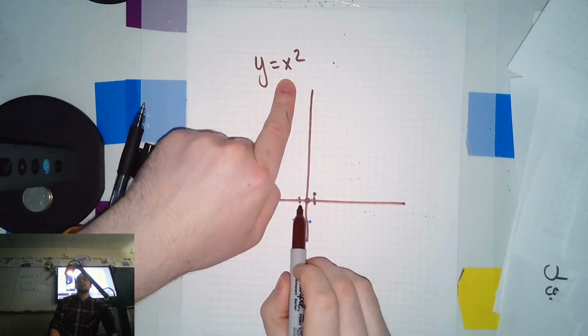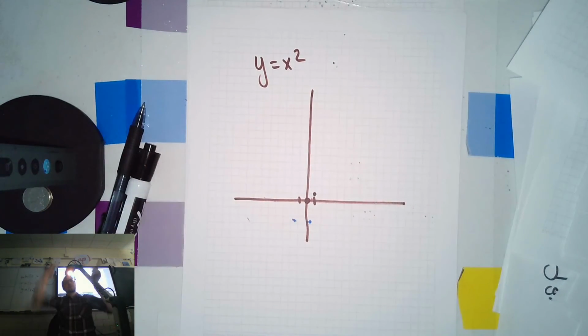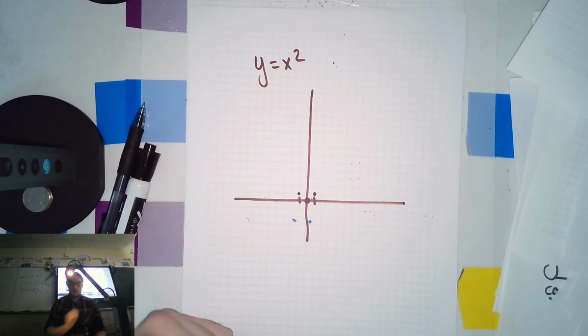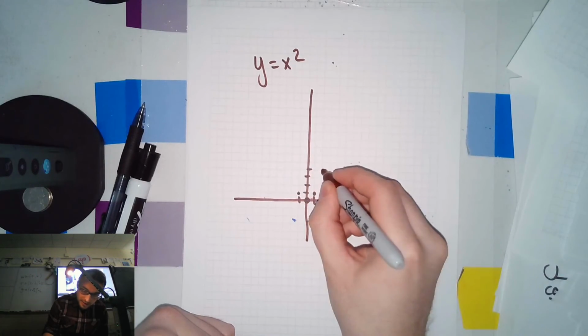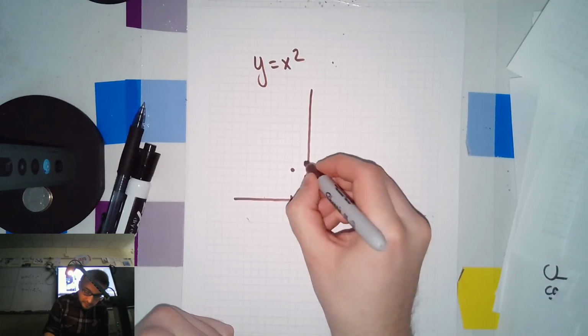We plug in -1 for x. What's -1 squared? -1 quantity squared. -1 times -1 is 1. Yeah, it would be 1. Sorry. What's 2 squared? 4. -2 squared. 4. What's 3 squared? 9.